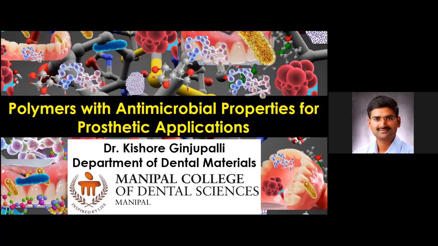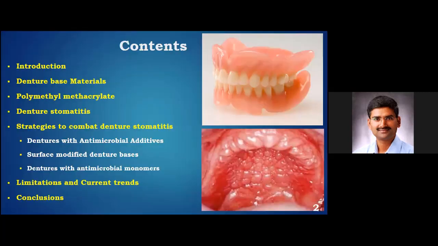Polymers with antimicrobial properties for prosthetic applications will be covered with specific emphasis on materials used for making of dentures. The contents of the presentation are as follows. A brief discussion and introduction we shall have about denture-base materials and polymethyl methacrylate. And as you all know, one of the most common problems with wearing dentures is denture stomatitis. After discussing that, we will discuss different strategies that have been used to combat the problem of denture stomatitis.